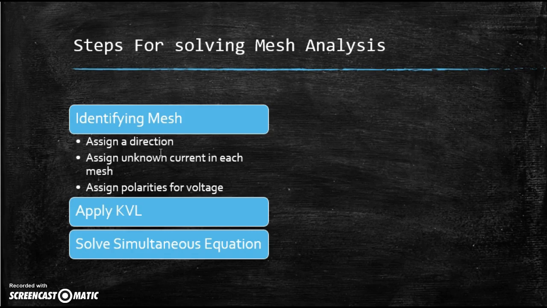For each mesh you identify, there will be a separate unknown current assigned to it, and then assign the polarities to the DC network, if any, over there. Then apply KVL, and the last step is solving simultaneous equations. Depending on the number of meshes, you will get different simultaneous equations which you have to solve using your scientific calculator. Okay, let's move on.